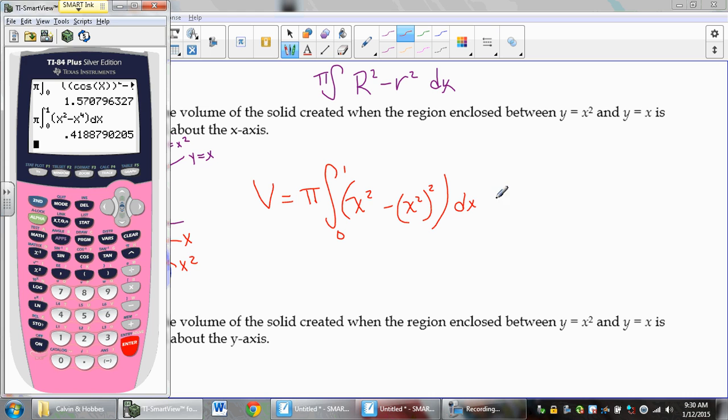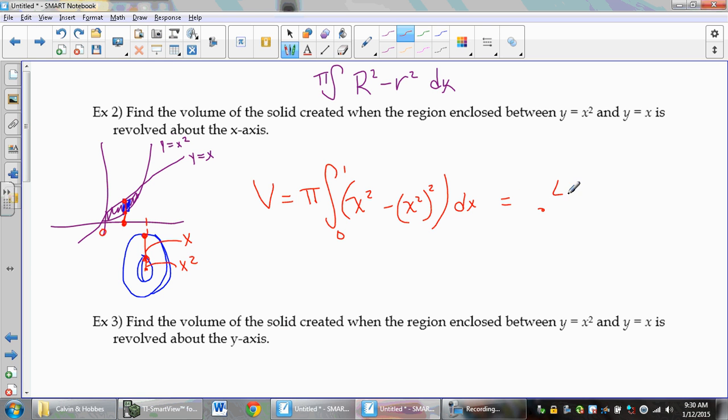There we go. Look at that. 0.418. Remember, you can truncate or round. I tend to truncate. There's your answer.